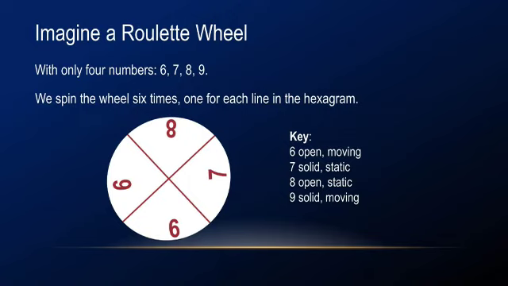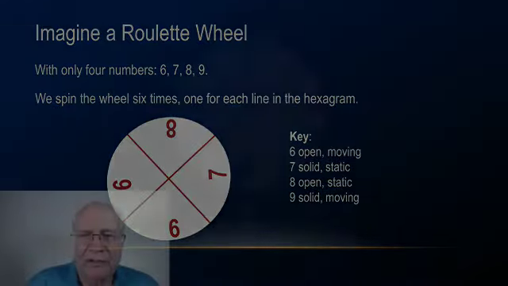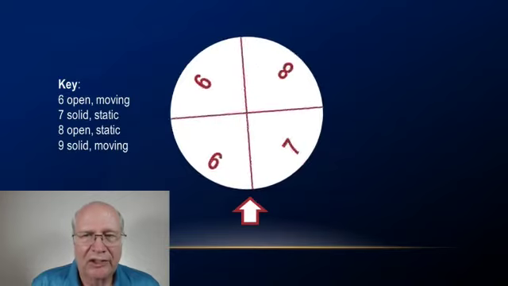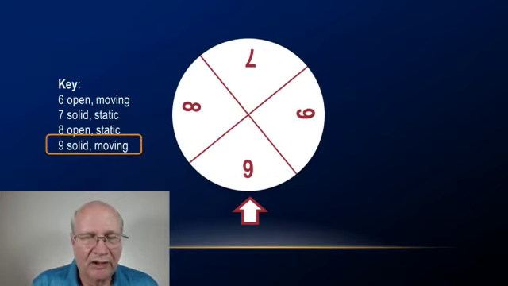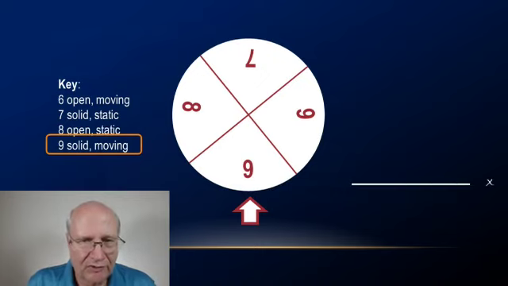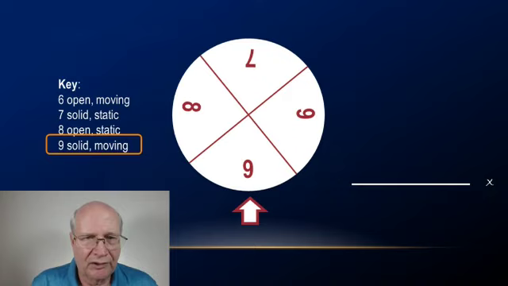So we always build our hexagram from the bottom up. So the first line is always the bottom line, remember. The first time we spin it, we're going to spin the wheel, and we're going to get a solid moving line. We're getting a 9, which is a solid moving line. So on our sheet where we're keeping track of the results, we can write a solid line with a little x at the end of it to indicate that it's a moving line.